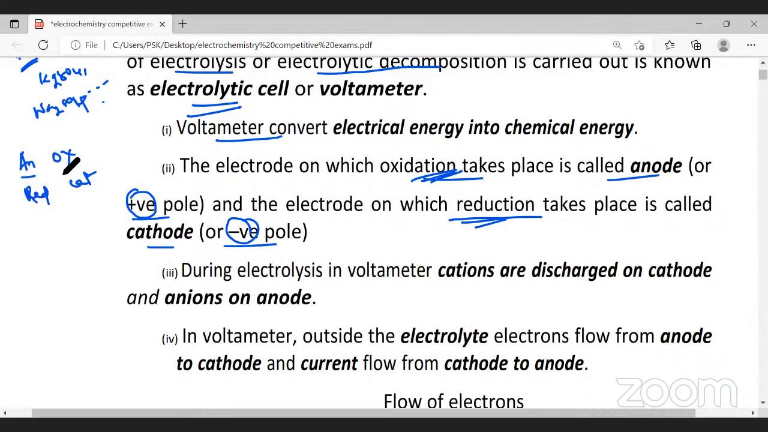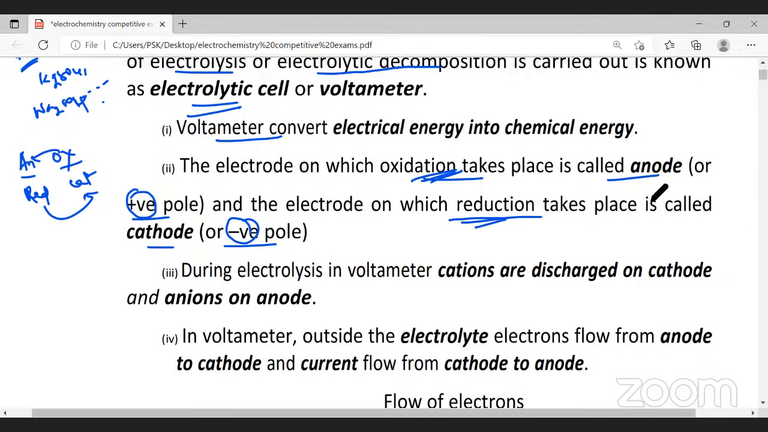An-Ox. You know what's NOx? An-Ox means oxidation takes place at the anode. Red Cat means reduction takes place at the cathode. That's the understanding. So oxidation takes place at the anode and reduction takes place at the cathode.